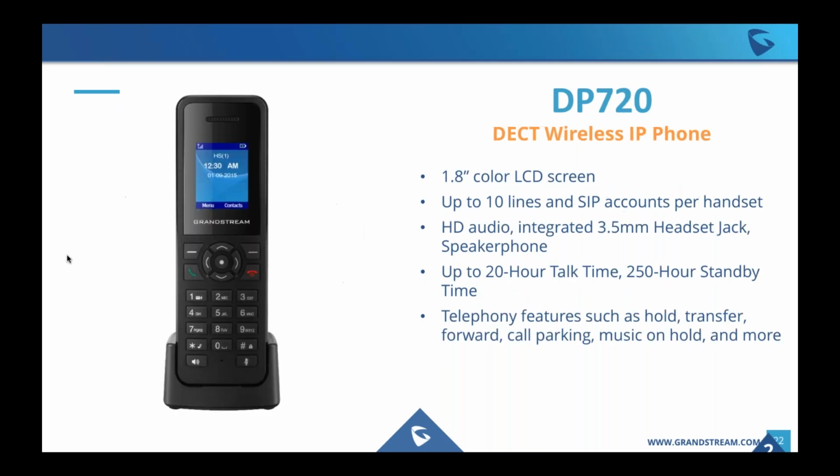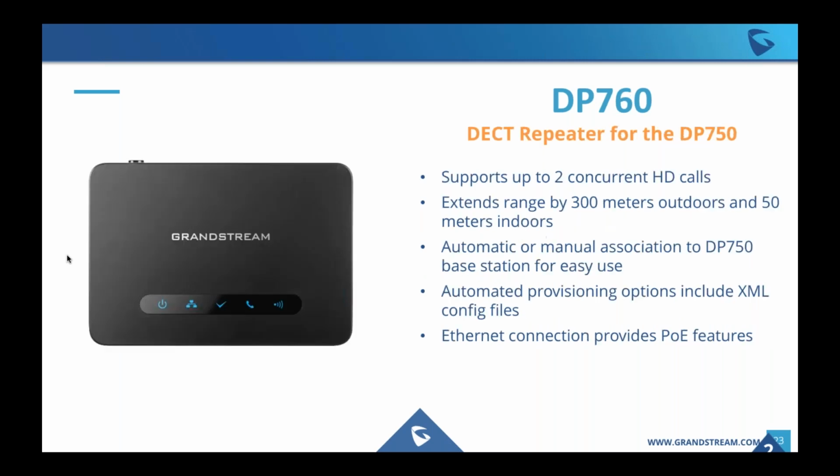And now we'll move to the 720, which is the handset that goes along with it. It gives you a smaller color screen. Each handset supports up to 10 lines, 10 SIP accounts, HD audio, built-in headset jack, speakerphone, 20-hour talk time. And again, as you saw on the last slide, 300-meter range outdoors, 50-meter range indoors. We also have the DP760, which you see here. This is a repeater that works with the base station that I just showed you.